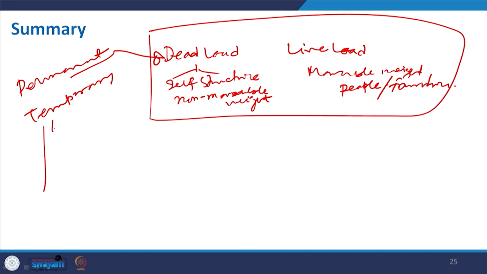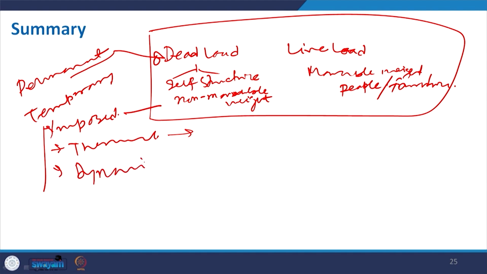It has first the imposed load, user load and furniture load, and then we also discussed the thermal load, which is not a constant expansion and contraction over the years. In a certain season it will expand, sometimes it will contract. Based on that this is taken into consideration, and then you have the dynamic load.